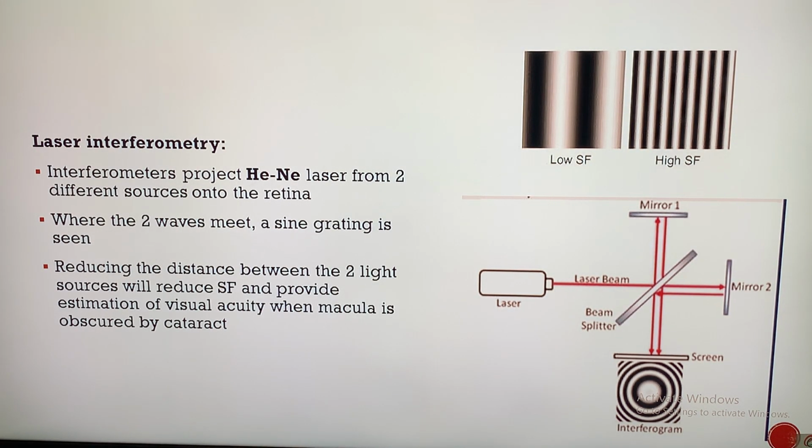Laser interferometry uses helium neon laser, which is a gas laser, from two different sources onto the retina. Where the two waves meet, a sine grating is produced. Reducing the distance between the two light sources will reduce the spatial frequency. Spatial frequency is the space between the dark and the light lines. The greater the space, the lower the spatial frequency, and the smaller the distance, the higher the spatial frequency. It provides estimation of visual acuity when macula is obscured by cataract.